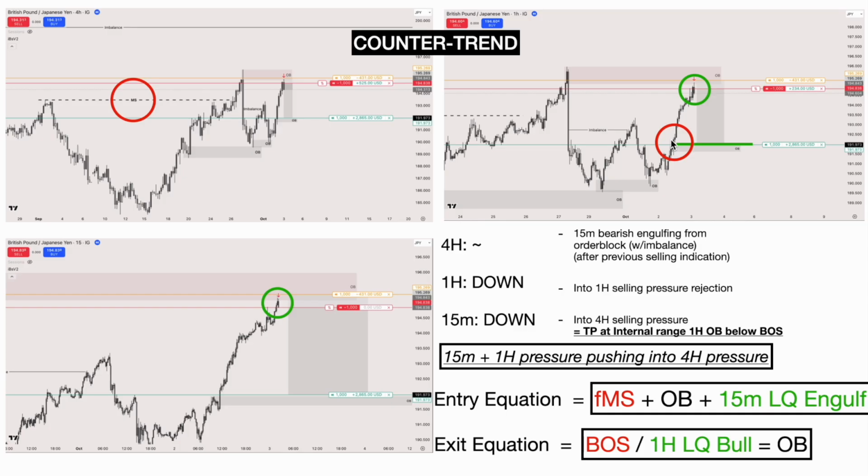So to enter from this order block, we're seeing this 15 minute and 1 hour pressure pushing into that 4 hour pressure. Okay, so we're looking at that 15 minutes for a better opportunity from that order block with the imbalance. We see it's sweeping more liquidity, entering into this zone, which is an institutional zone, pulling back into this other institutional zone. So our 15-minute plus 1 hour pressure pushing into 4 hour pressure, and our take profit is at the internal range 1 hour order block below the breaker structure. So this is the institutional zone. This is where we're aiming for, and this is where we'll want to enter again to continue up with the trend.